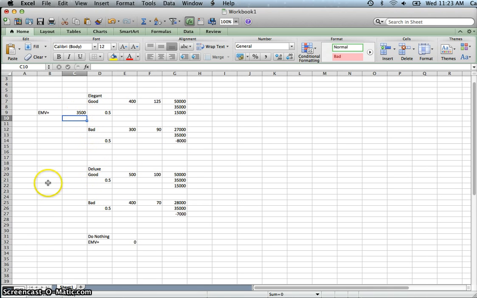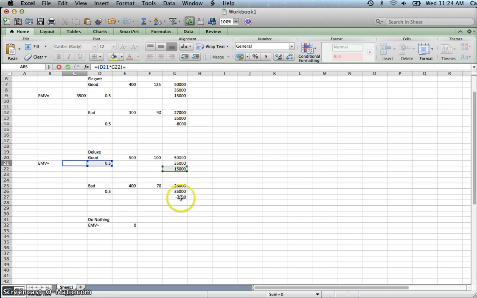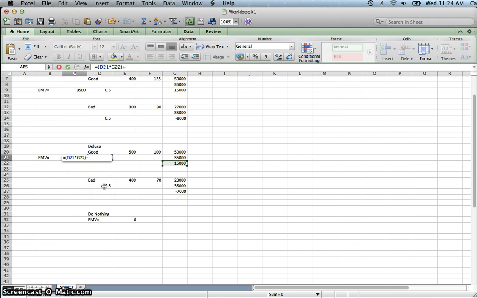Now we'll do the same thing for the deluxe. The EMV is equal to, once again we have this probability 50% that this outcome will happen, and we're going to add to that the 50%, or whatever the probability is, times the outcome. And that gives us 4,000.